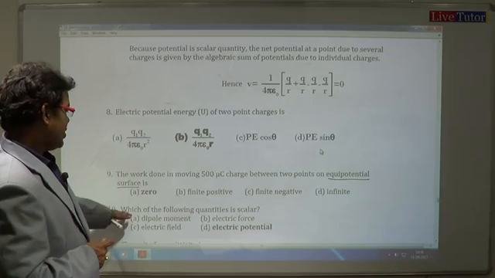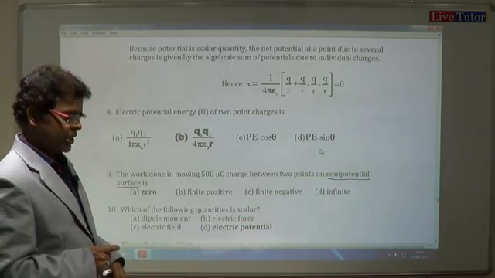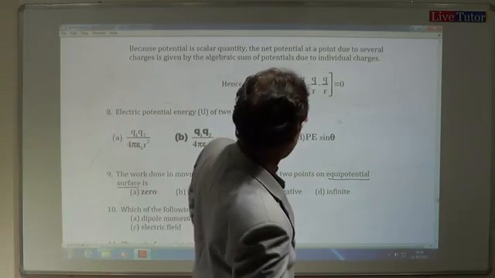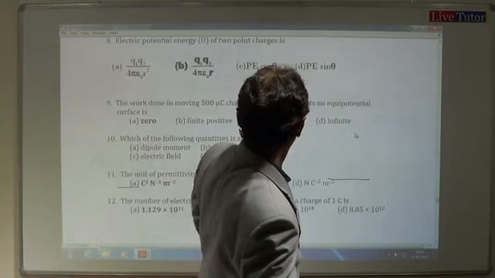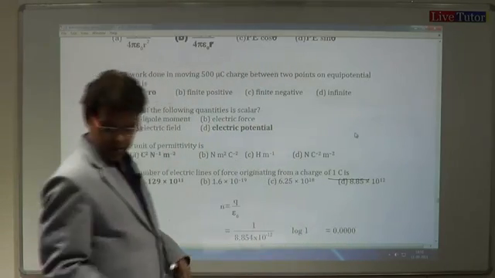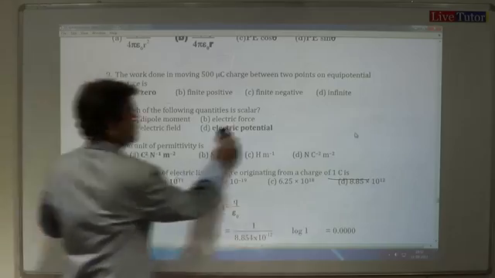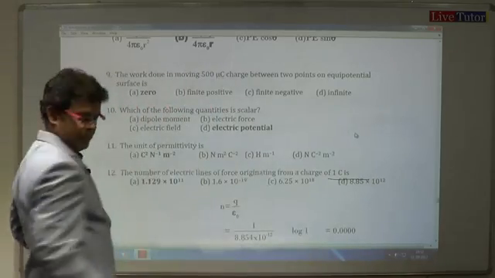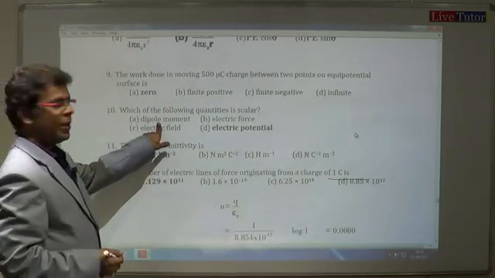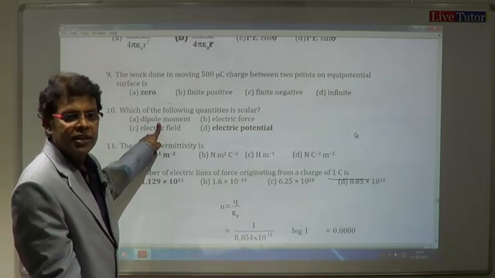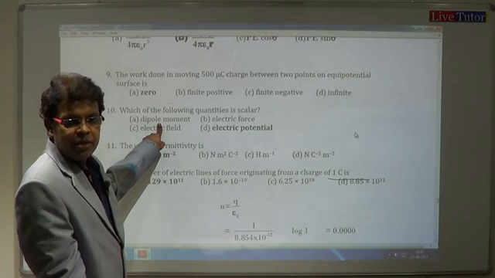And the next one is, which one of the following is a scalar quantity? Which one of the following is a scalar quantity? Let's look at these. Dipole moment is definitely a vector quantity.